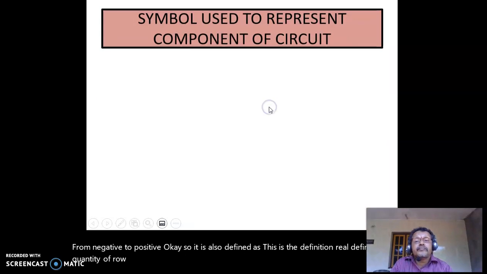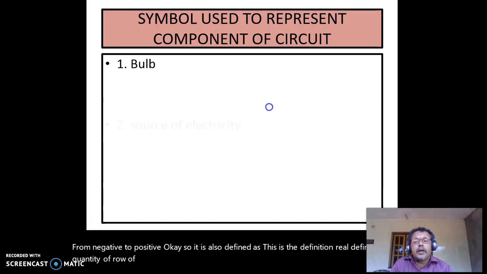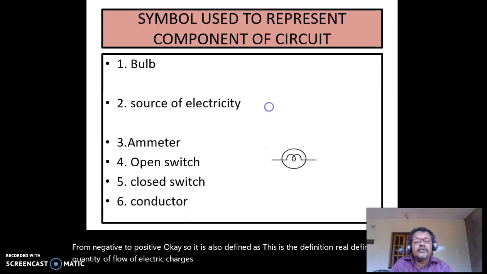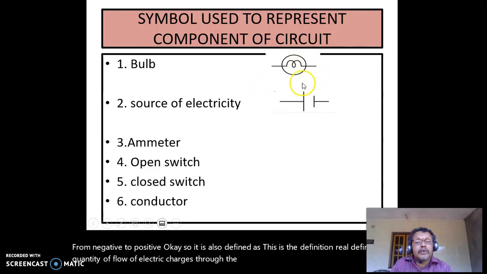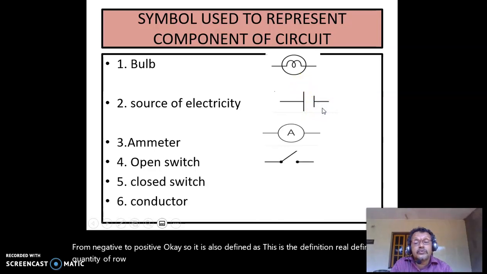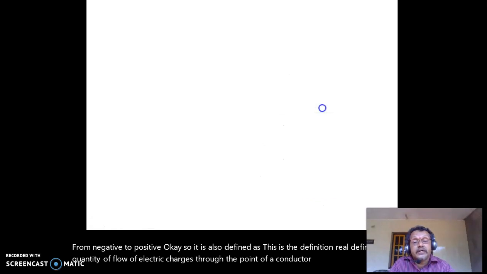Okay. So now the symbols used to represent the components of a circuit. Bulb, source of electricity, ammeter, open switch, closed switch. So the bulb is represented like this. Remember, for the source of electricity, the big line shows positive and the small line shows negative. Ammeter, this is, as you know; this is the open switch, this is the closed switch, this is the conductor. So these are the symbols used for the components of the circuit in a circuit diagram.